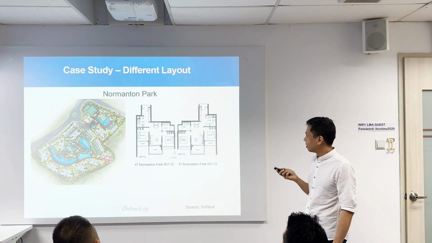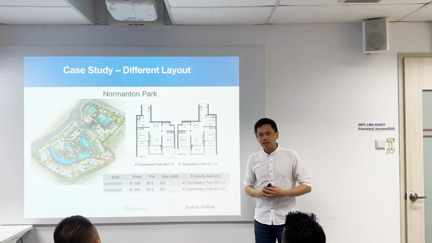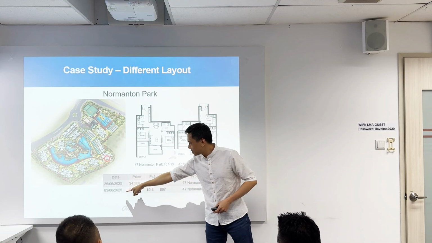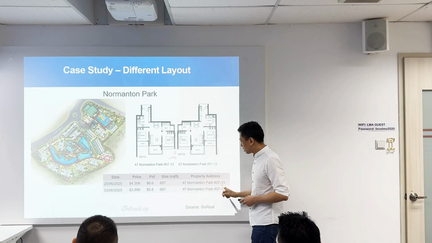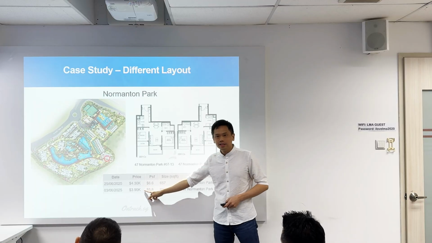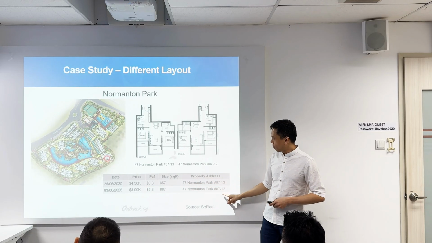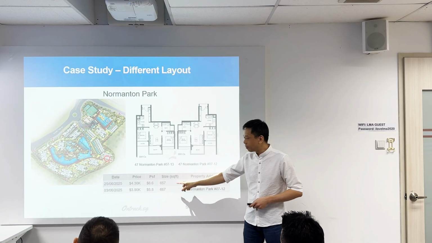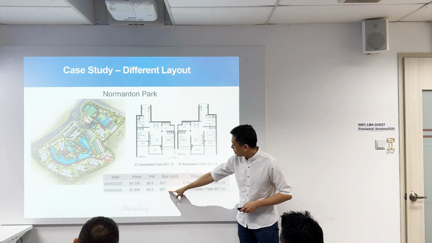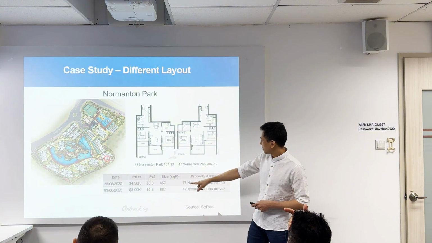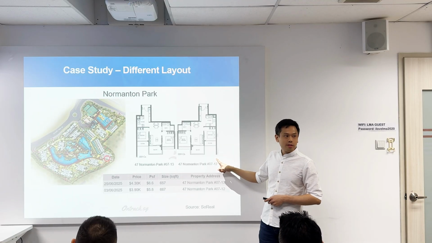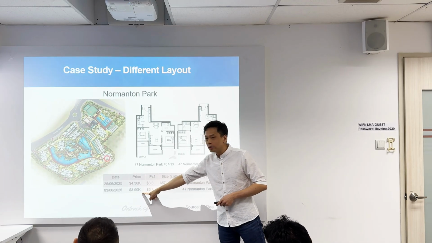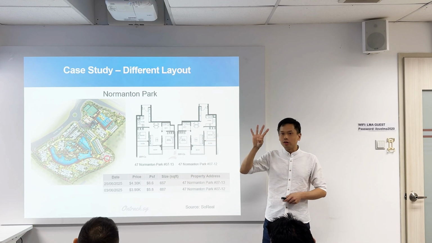What is the reality? You notice they transacted in the same month, which is last month. How come 713 is 4,003? How come 712 is 3,009? See, the size is a bit bigger. By right, this is bigger, right? 712 is bigger, so should it rent for more by right? 10 square feet more, by right. But why is it cheaper? And the difference is $400.